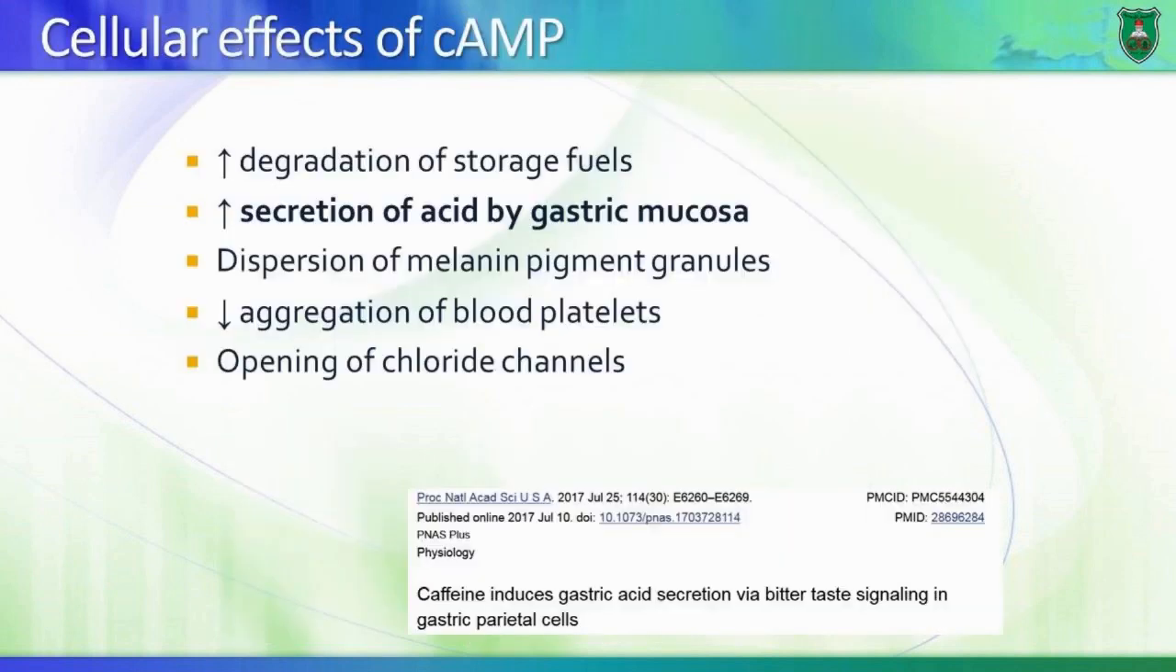All right. Now, what are the cellular effects of cyclic AMP? Well, these are the ones: degradation of storage fuels, secretion of acid by gastric mucosa, all of these things.